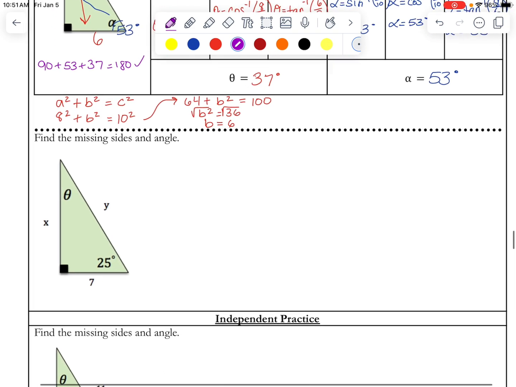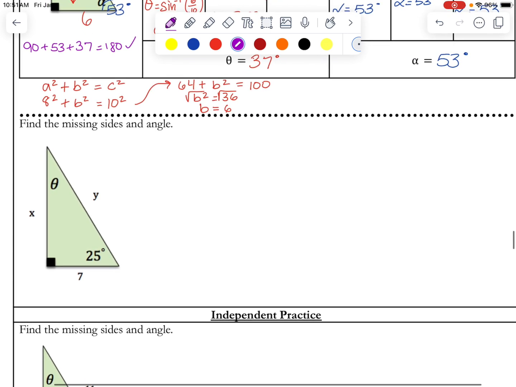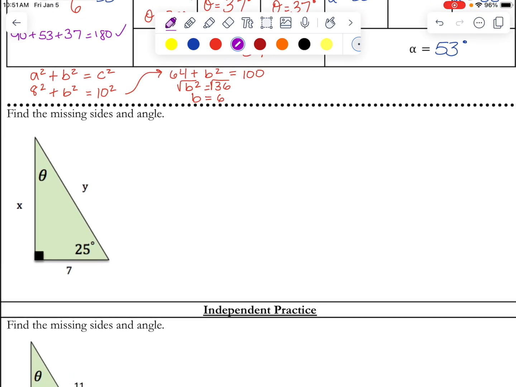Alright, moving down to the next piece. We need to find the missing sides and angles of this triangle. So let's start with finding theta. We have two of our other angles. We know that this is 90 degrees and this one is 25 degrees, obviously, because it's telling us. We know that all three of our angles have to add up to 180. So we can create the equation of 180 minus (90 plus 25) has to equal theta. So if you put 90 plus 25 in your calculator and then subtract that from 180, you should get 65 degrees for theta.